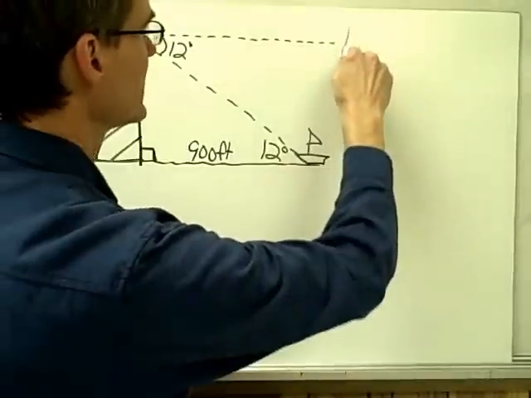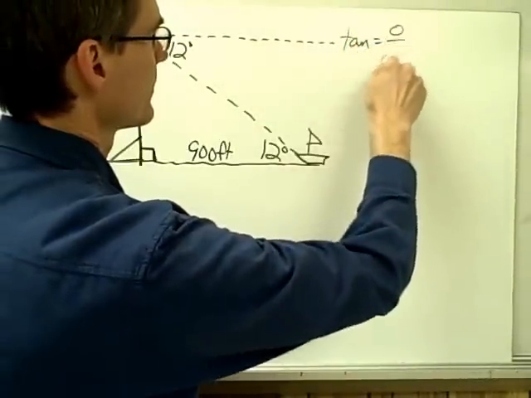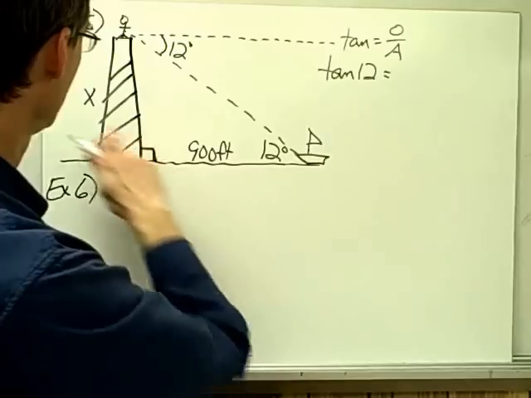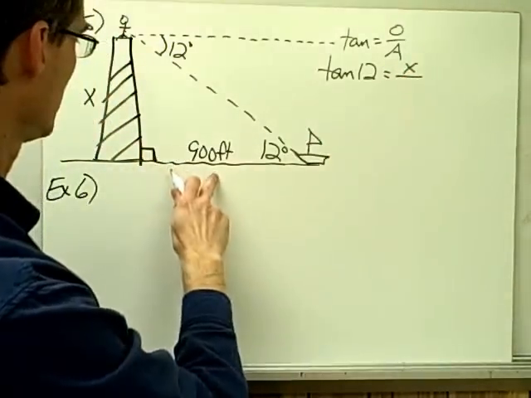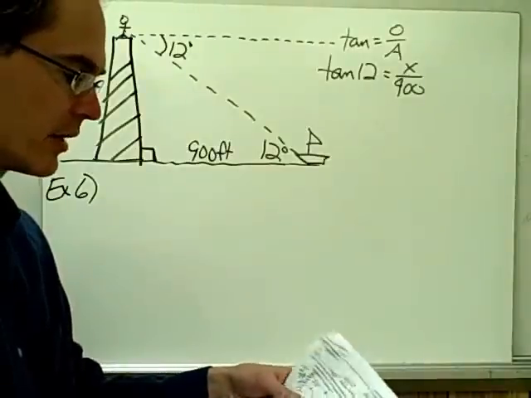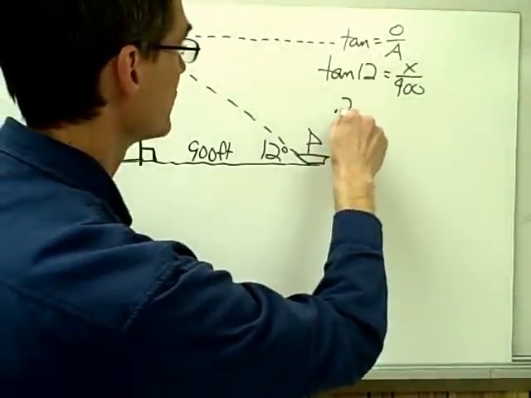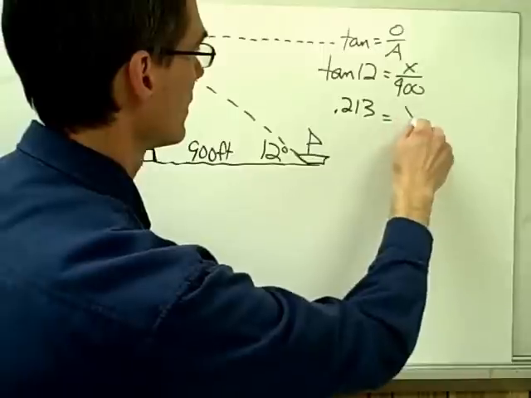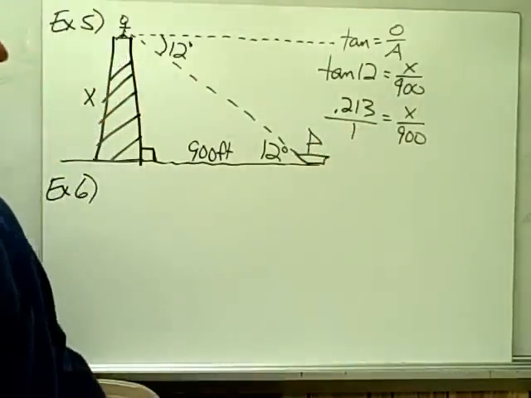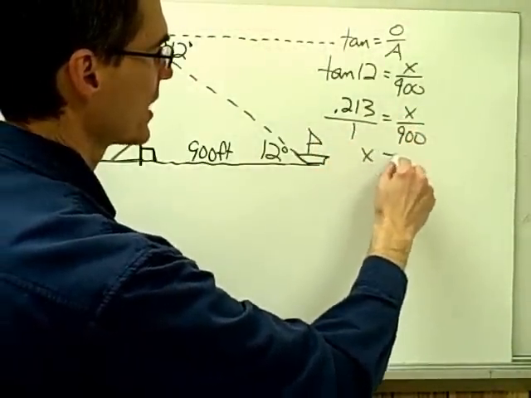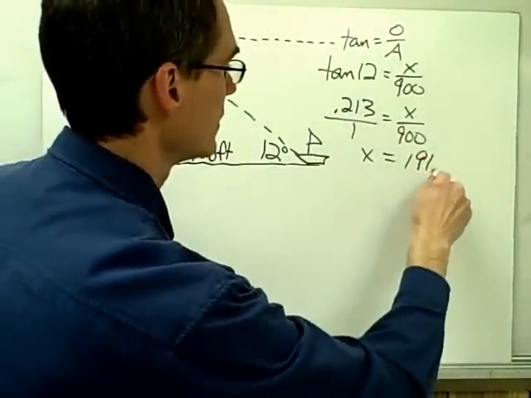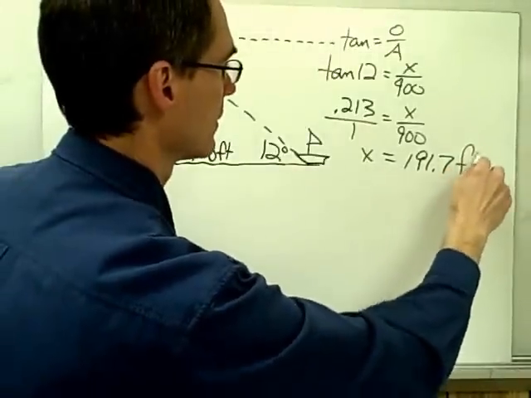Opposite over adjacent, that's tangent. I fill in my values. Tangent of what angle? 12 equals opposite is x. Adjacent is 900. I use my calculator to find the value of tangent of 12 degrees, and that's 0.213. I put that over 1 so that it looks like a proportion. I cross multiply. I get 1 times x is x, and 900 times 0.213 is 191.7 feet.